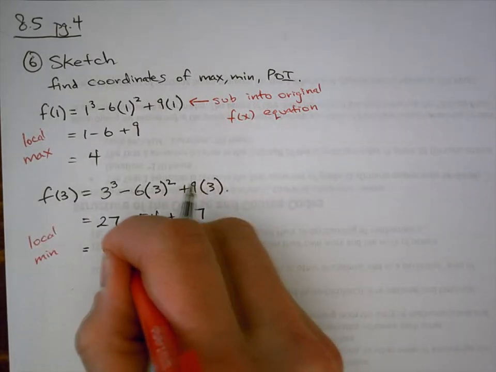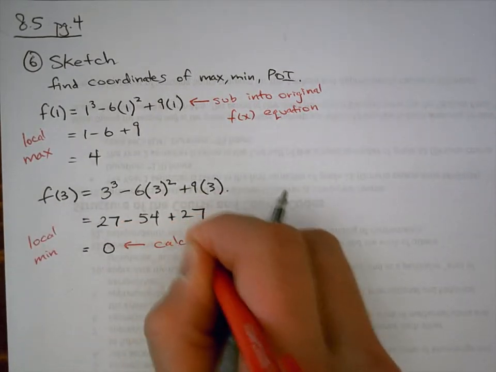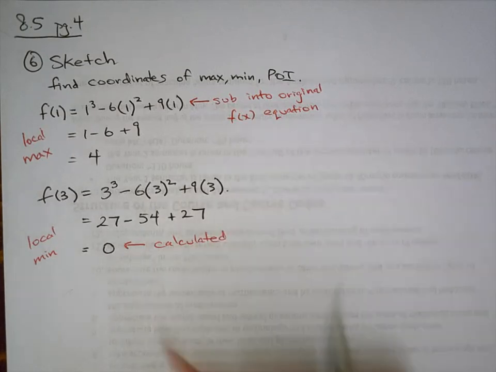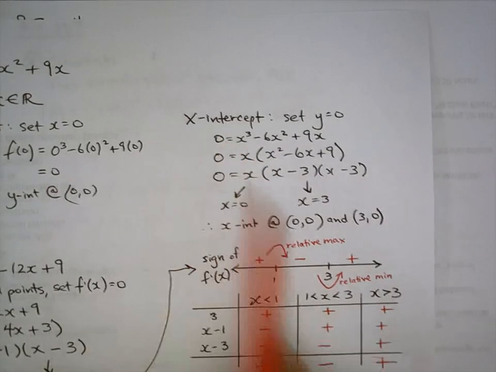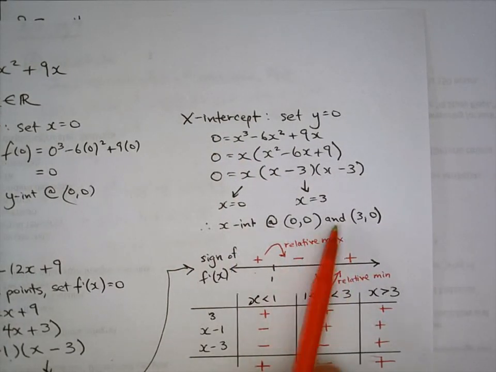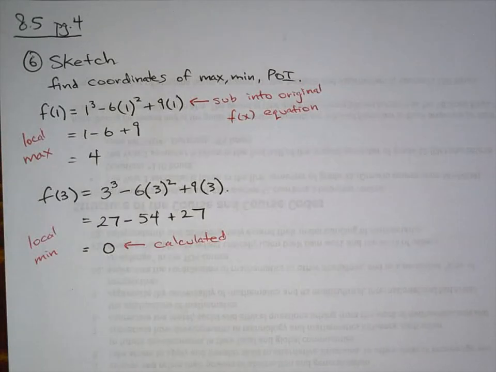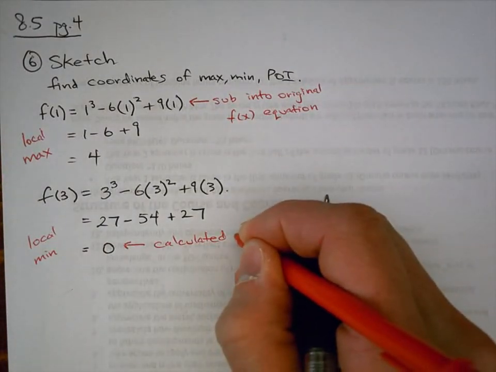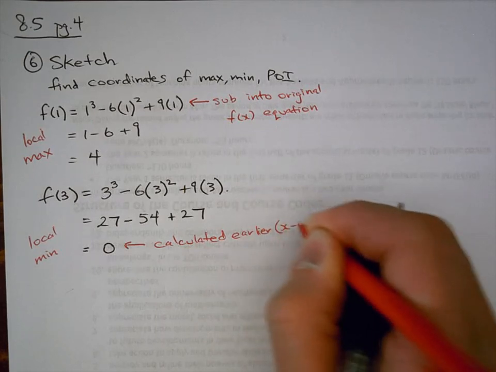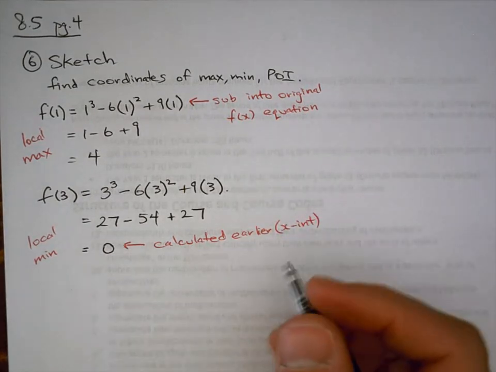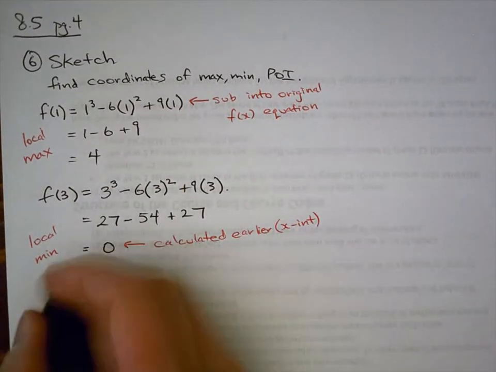And this actually was calculated before. We actually found this point, 3, 0. We found it to be one of the x-intercepts. So I actually could have skipped doing the math because I already knew that at x equals 3, the y value is 0, as an x-intercept. So that's one thing to keep in mind. You might already know something about the points.